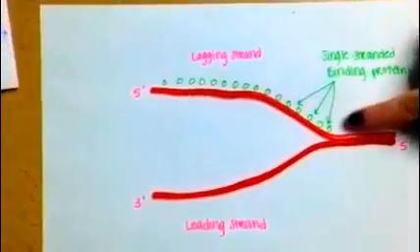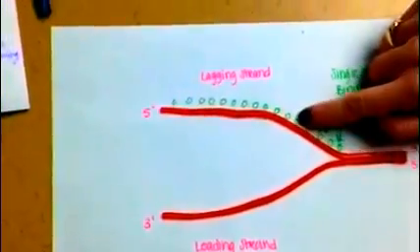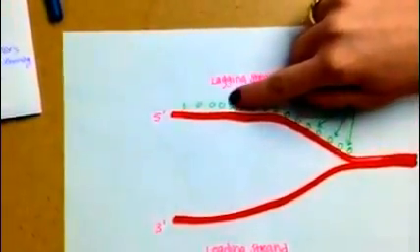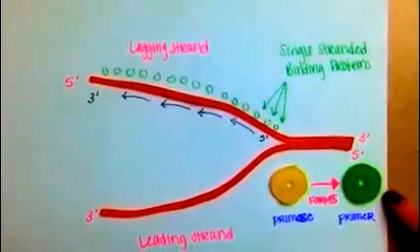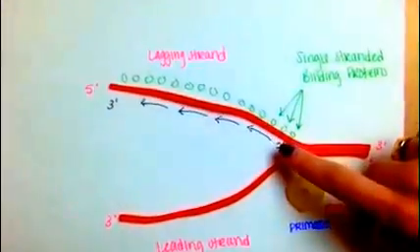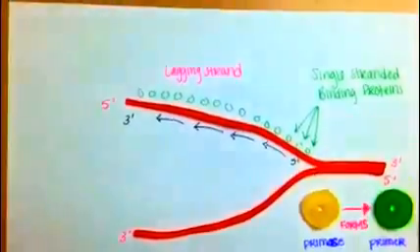Single-stranded binding proteins attach to the DNA, preventing the DNA strands from coming back together. Primase forms primers, which start the formation of an Okazaki fragment.